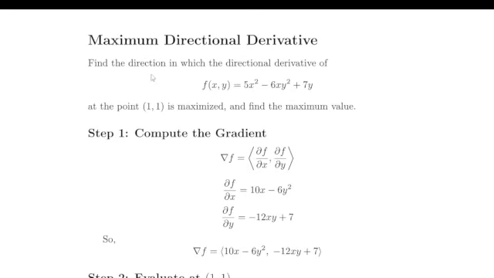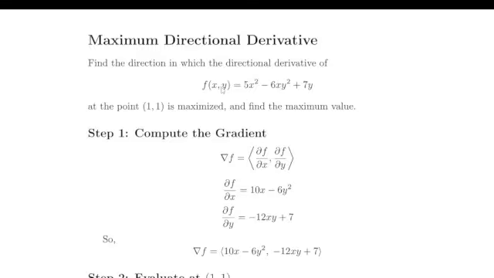In this video, we want to find the direction in which the directional derivative of f(x,y) = 5x² - 6xy² + 7y at the point (1, 1) is maximized, and find the maximum value. Whenever we're trying to find the directional derivative, we first want to calculate the gradient.